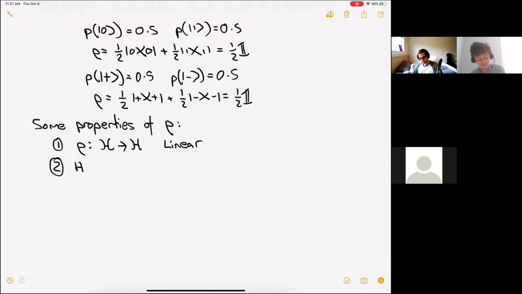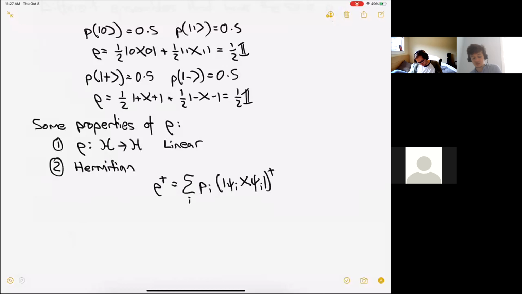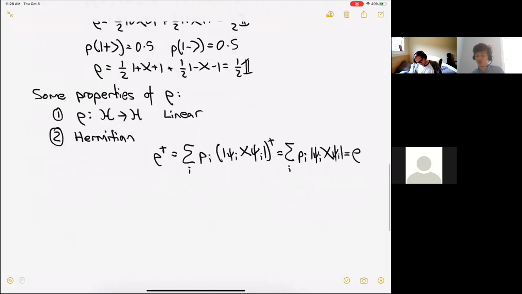It's also Hermitian. So if we have rho dagger, that equals the sum over i of p_i, |psi_i><psi_i| dagger, which is obviously just the sum over i of p_i |psi_i><psi_i|, which is just equal to rho. So the Hermitian conjugate of rho is equal to itself. Rho is a Hermitian matrix.